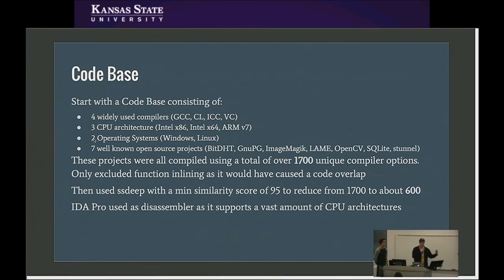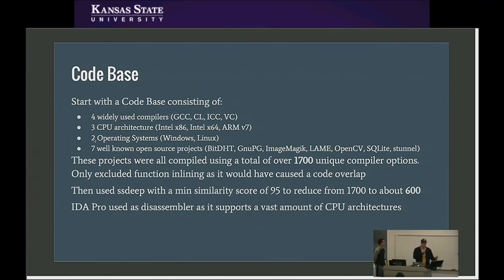All these projects compiled together, they ended up using over 1,700 unique compiler options. So they went through and just used different compile option over different compile option to recompile it basically over 1,700 times. They only excluded function inlining as a compiler option because it would have caused code overlaps.